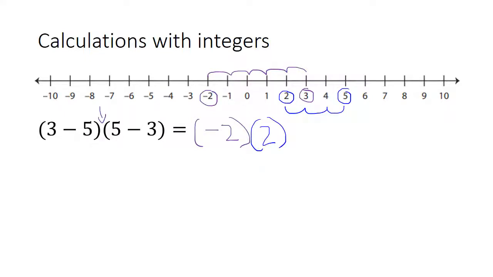Okay. Remember the two brackets next to each other means multiply. Here we've got a positive number. And there we've got a negative number. So a negative multiplied by a positive would always give me a negative answer. And 2 multiplied by 2 is 4. So my final answer is minus 4.